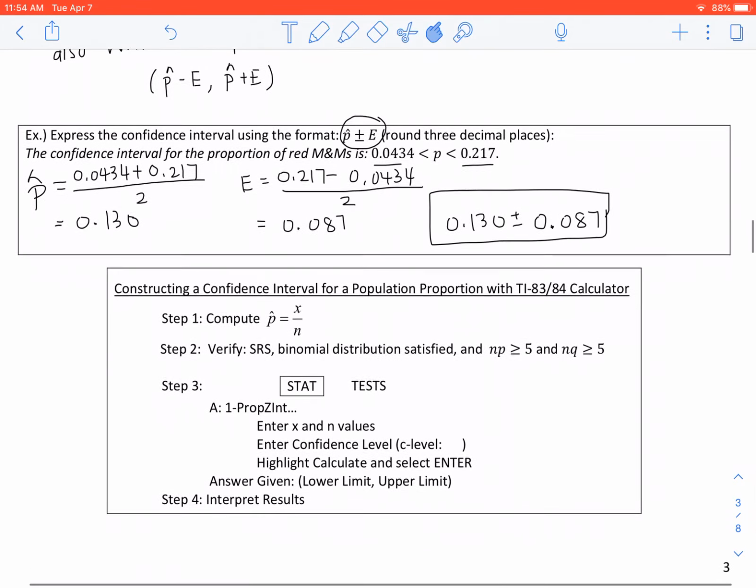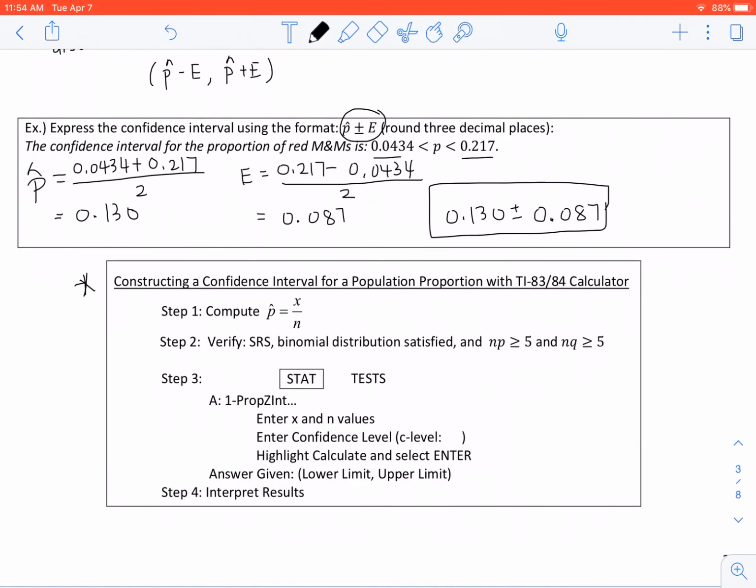The next thing down below, at the bottom of the page, give this a star. This is constructing a confidence interval for a population proportion with the TI-83/84 calculator. First thing is to compute p-hat, verifying our steps that are written up above that we can actually perform this test. And then I need you guys to check to make sure that if you go to stats, go to test, it's 1-PropZInt. And you're going to enter in your x and your n value, your confidence level, highlight calculate and select enter. This is going to give you a lower limit and an upper limit. And then you need to interpret your results.